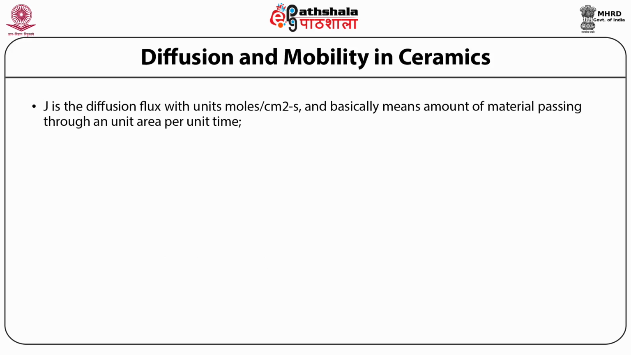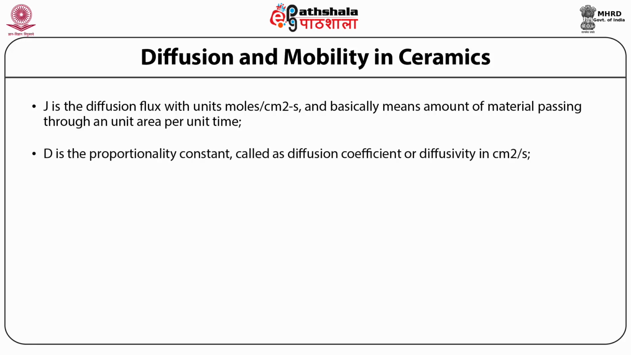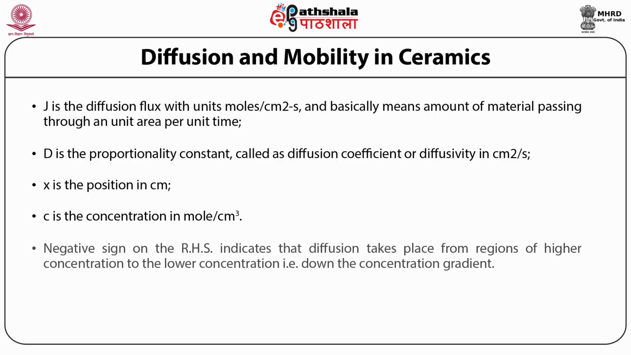where J is the diffusion flux with units mole per centimeter square second, D is the proportionality constant called the diffusion constant or diffusivity in centimeter square per second. X is the position in centimeter and C is the concentration in moles per centimeter cube. Here, the negative sign on the right hand side indicates that the diffusion takes place from regions of higher concentration to regions of lower concentration, that is, down the concentration gradient.